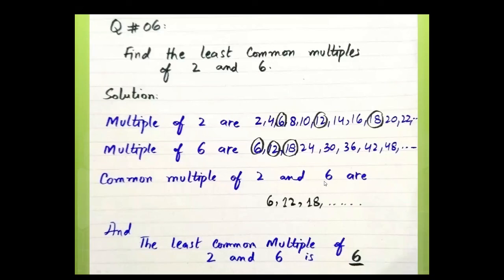Then you have to find the least number among these multiples. The lowest number of all these multiples is 6. Yes, 6 is smaller than 12 and 18. That's why we say that the least common multiple of 2 and 6 is 6.